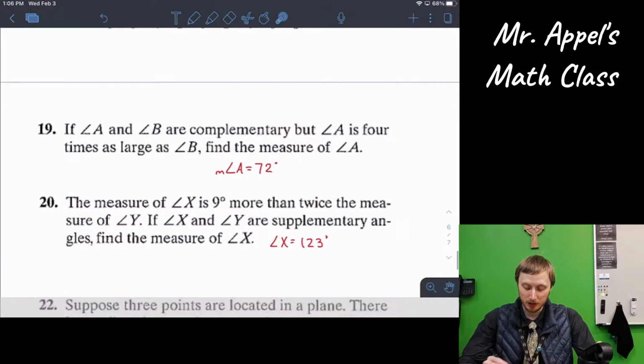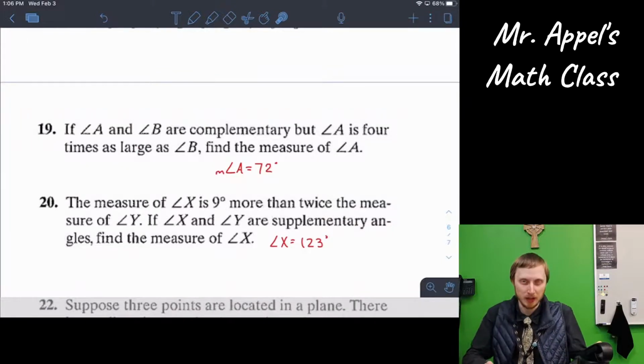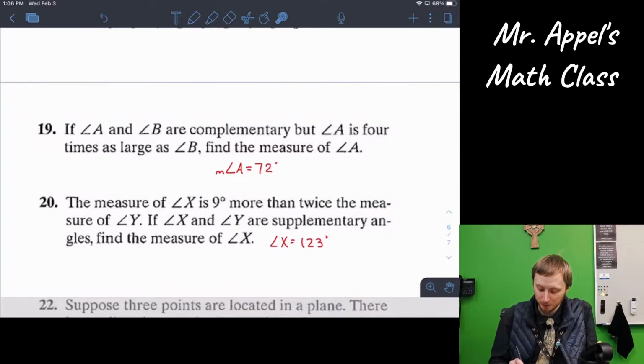Number 19, again, very indirect. These angles are complementary, but A is 4 times as large. Like if they're writing out some kind of relationship that way, write an equation, solve the system. Angle A is 72 degrees.